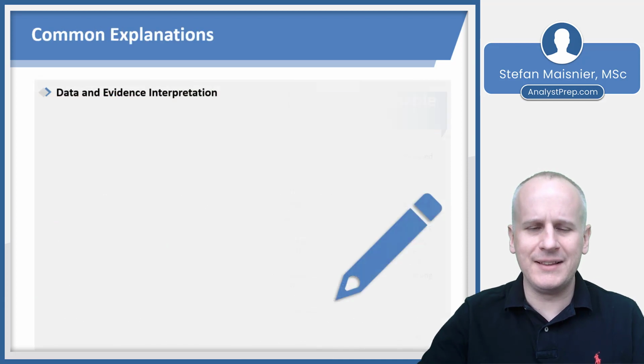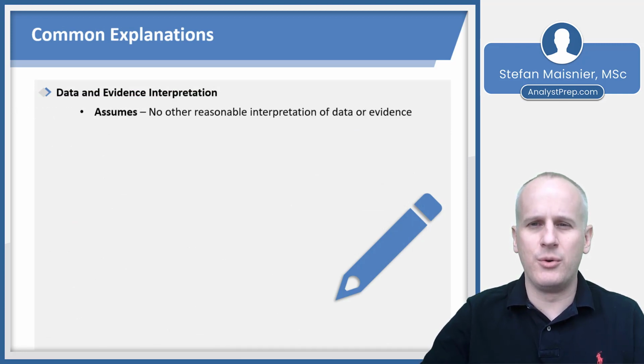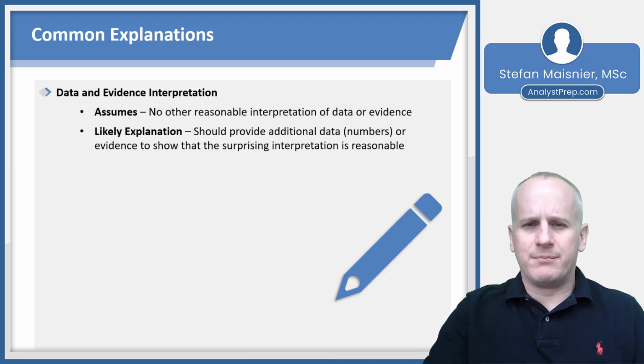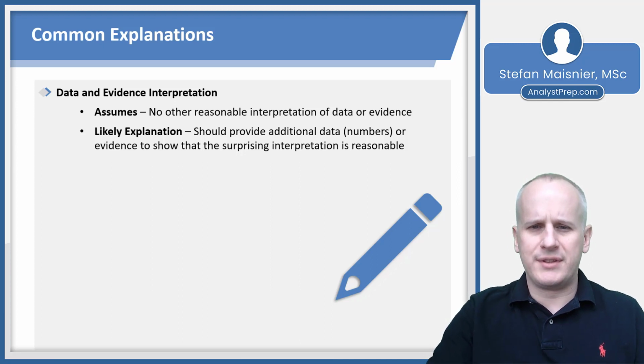So let's continue with our other common explanations, continuing with data and evidence interpretation. We know that any data or evidence interpretation style argument assumes that there's no other reasonable interpretation of the data or evidence. So a likely explanation when the relationship seems unreasonable may be something like providing additional data or numbers in the evidence to show that the interpretation is reasonable, even though it seems surprising at the outset.